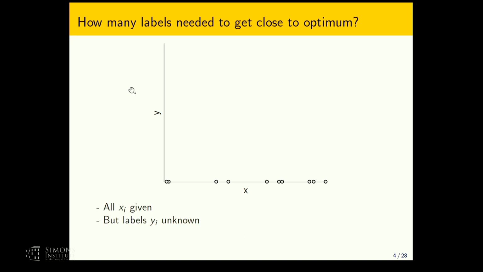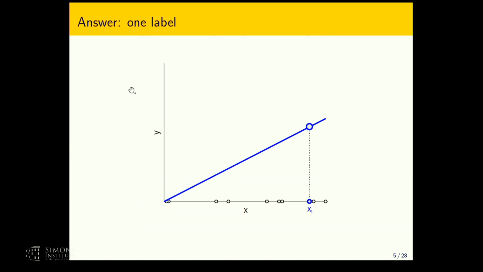Okay, so here's the twist. Let's say we have the input points xi, but the labels yi are unknown, hidden from us. We can query for a point xi for the label to be revealed. So now the question is, how many labels do we need to query, if that's expensive, to get a meaningful approximation of the least squares solution? And what is the smallest number that can give us a meaningful answer? It turns out, in this case, one label is enough.